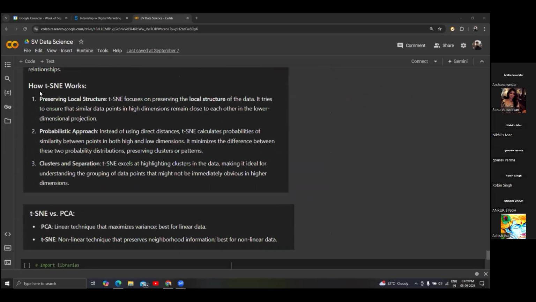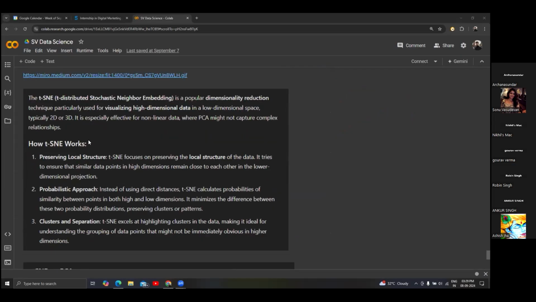How t-SNE works, by the way. Preserving local structure: t-SNE focuses on preserving the local structure of the data. It tries to ensure that similar data points in high dimension remain close to each other in the lower dimension projection.